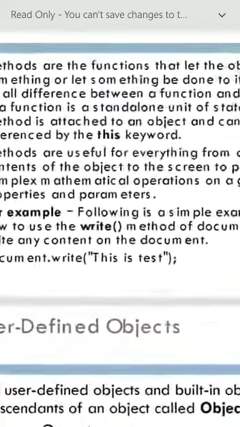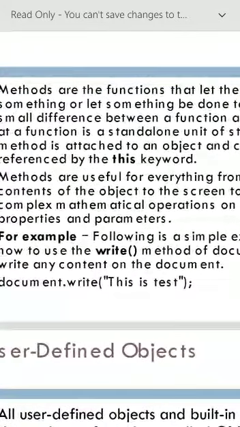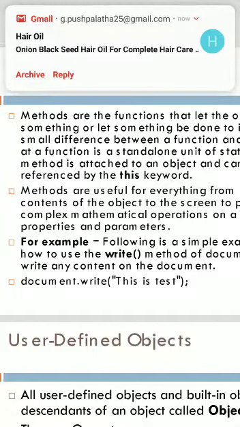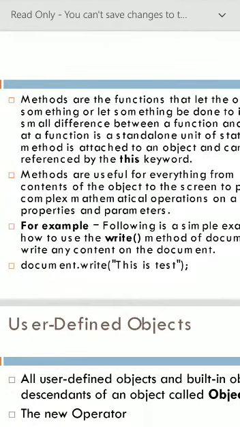Methods are the functions that let the object do something or let something be done to it. There is a small difference between a function and a method. A function is a standalone unit of statements, and a method is attached to an object and can be referenced by the this keyword.